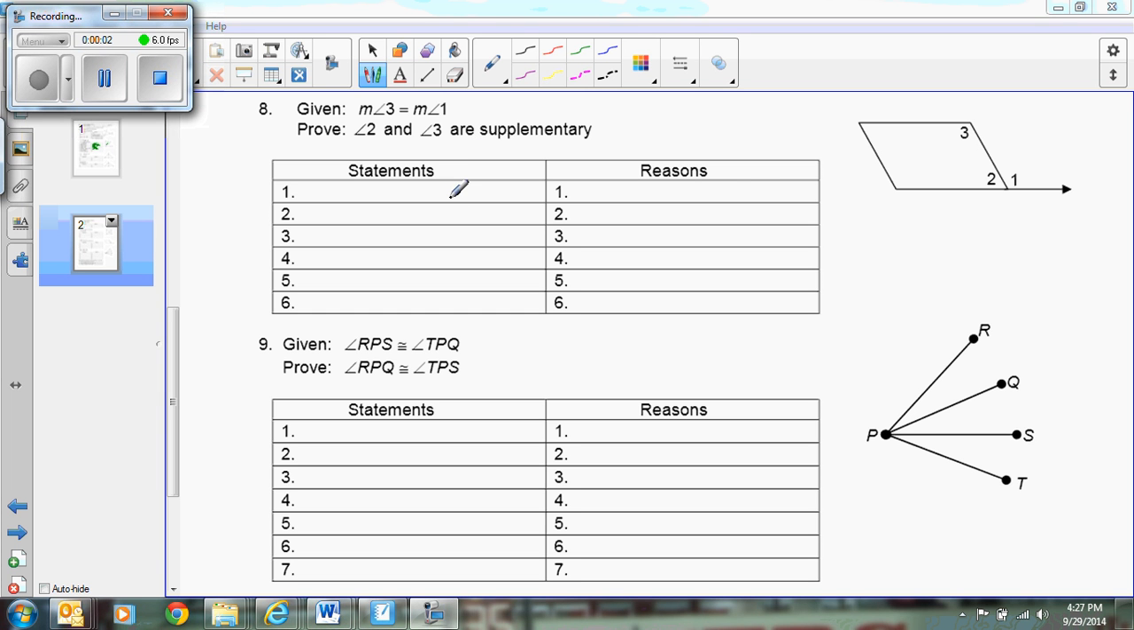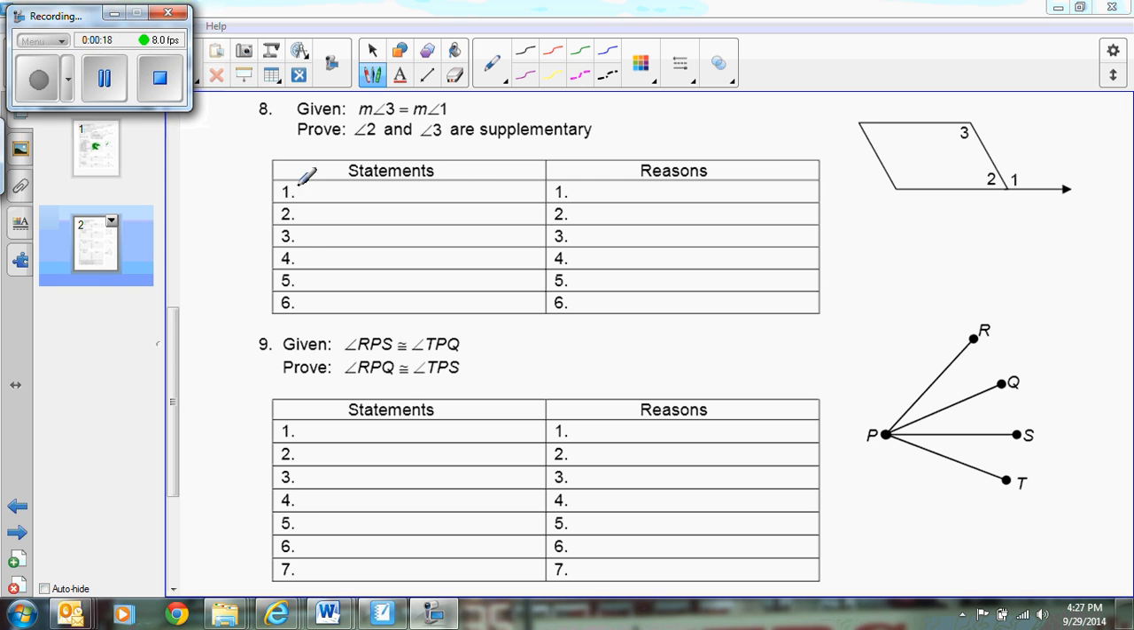All right, here's some help for numbers 8 and 9 on your proof worksheet number 2. Let's take a look at number 8. We're given that the measure of angle 1 is equal to the measure of angle 3. And what we want to prove is that 2 and 3 are supplementary.